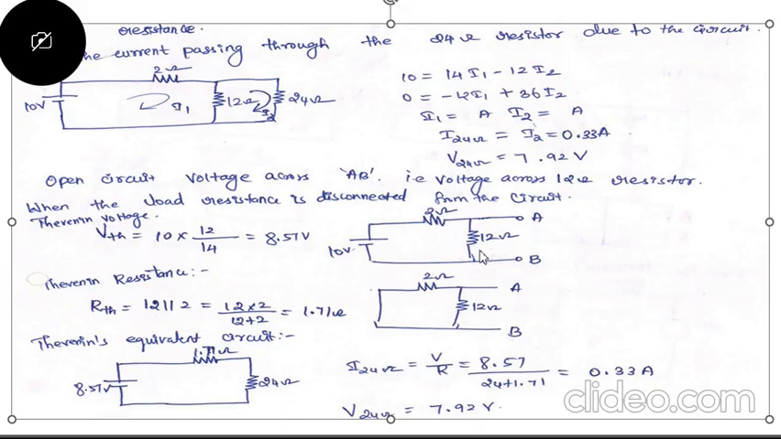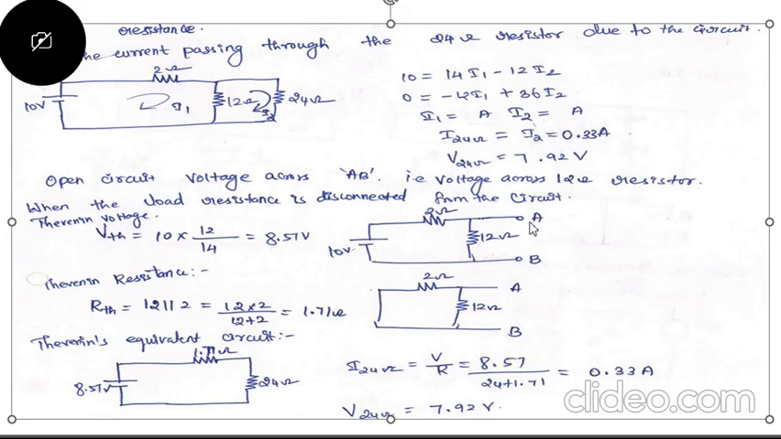If you want to find the voltage across an individual resistor when two resistors are connected across a voltage source, you have to apply the voltage division rule. The voltage division rule is the total voltage times the resistor across which we need to find the voltage, that is this 12 ohm resistor, divided by the total resistance. The total resistance is 12 plus 2, which is 14. So this is equal to 8.57 volt. So VThevenin is equal to 8.57 volt.